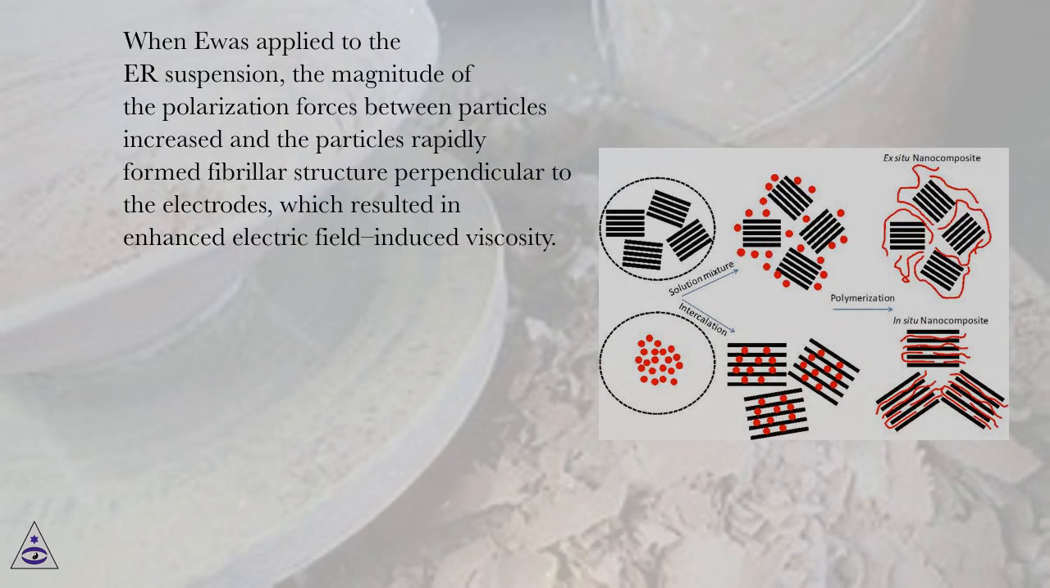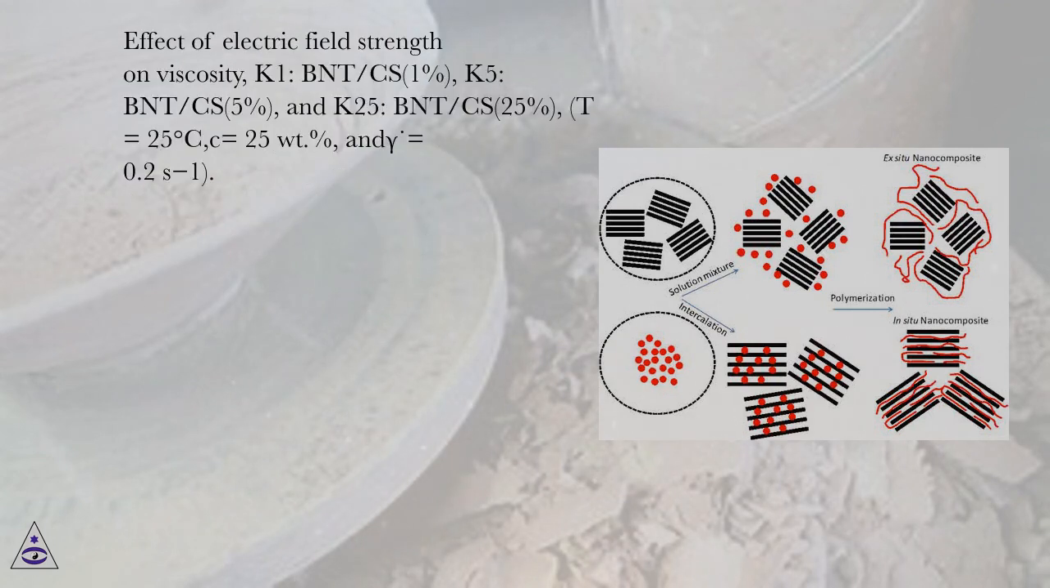When an electric field is applied to the ER suspension, the magnitude of the polarization forces between particles increased and the particles rapidly formed fibrillar structure perpendicular to the electrodes, which resulted in enhanced electric field-induced viscosity. Effect of electric field strength on viscosity, K1, BNT/CS 1%, K5, BNT/CS 5%, and K25, BNT/CS 25%, T equals 25 degrees Celsius, C equals 25 weight%, and gamma dot equals 0.2 s^-1.